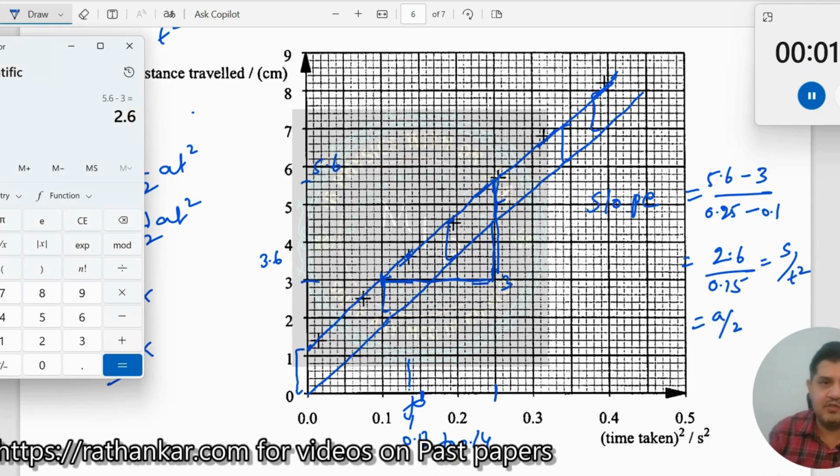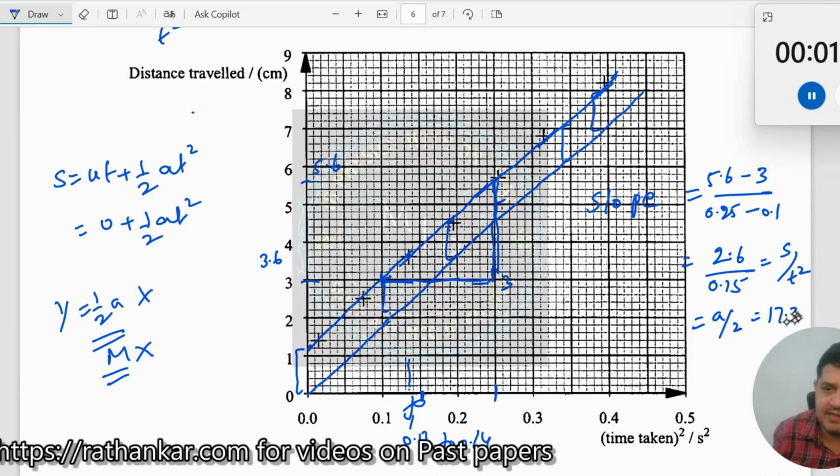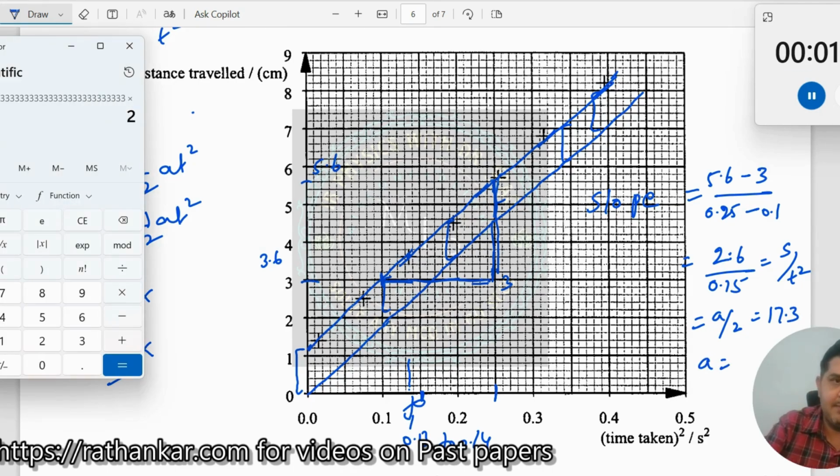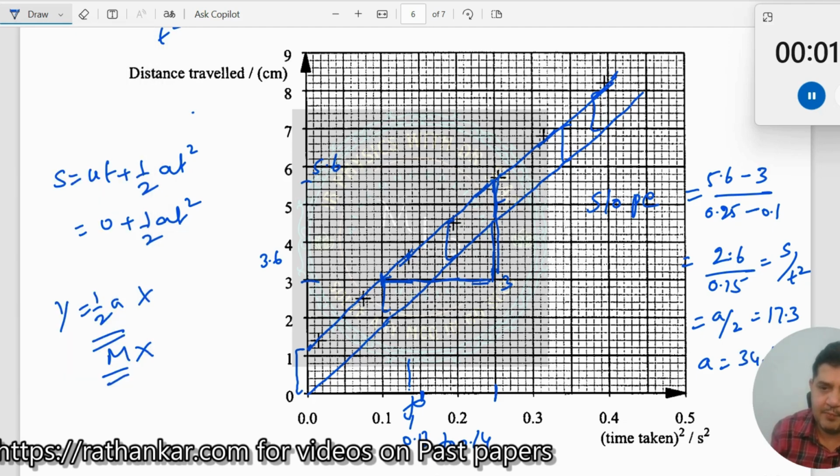Now let us find what 2.6 divided by 0.15 gives: 17.33. This would be 17.3. So a should be equal to 17.3 multiplied by 2, which is around 34.6 meter per second square. It's too much, man. 34.6 meter per second square is too much.